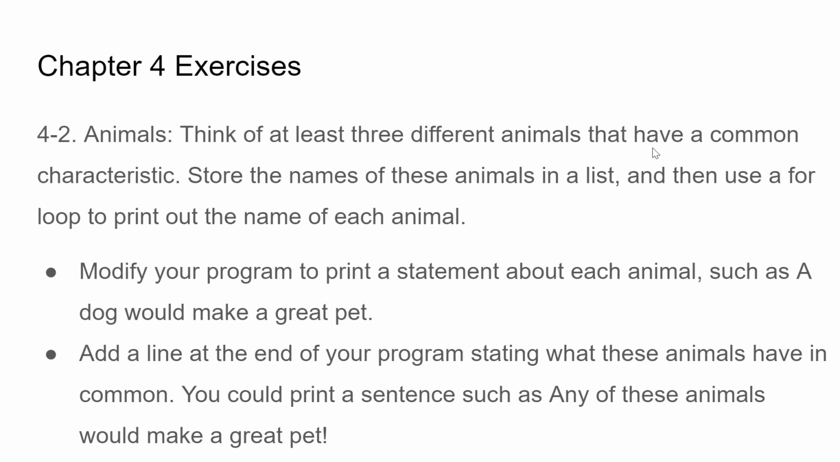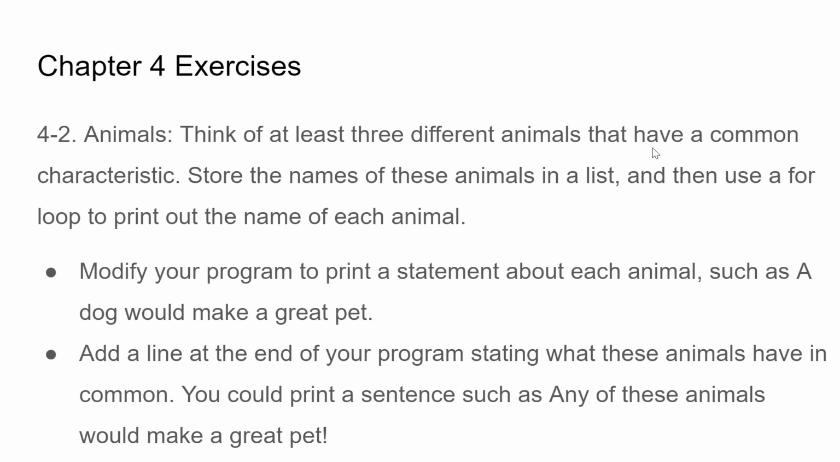4.2. Animals. Think of at least 3 different animals that have a common characteristic. Store the names of these animals in a list and then use a for loop to print out the name of each animal. Modify your program to print a statement about each animal, such as a dog would make a great pet. Add a line at the end of your program stating what these animals have in common. You could print a sentence such as any of these animals would make a great pet.